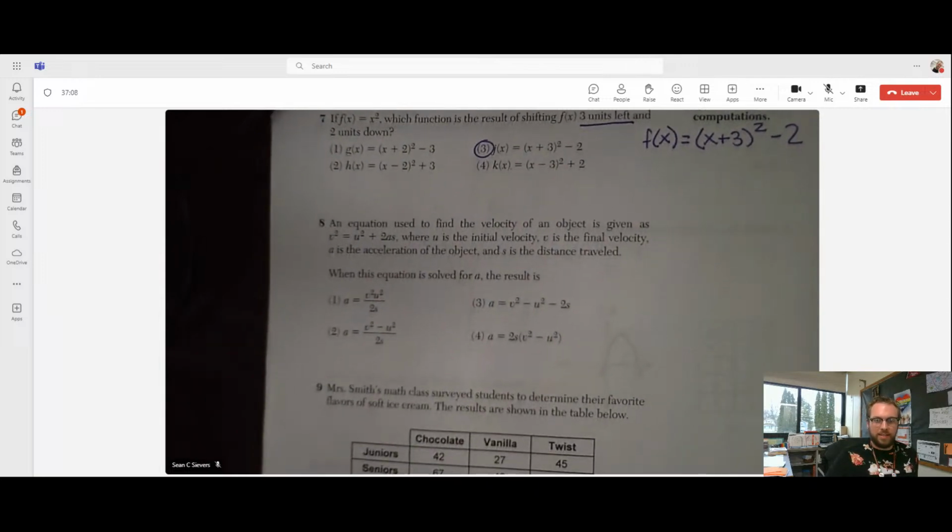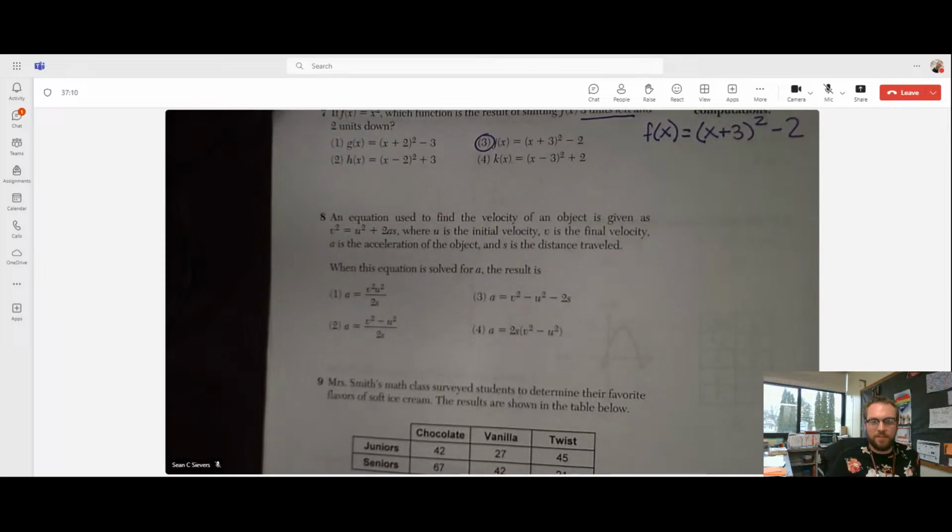Okay, number 8. An equation used to find the velocity of an object is given as v squared equals u squared plus 2as, where u is the initial velocity, v is the final velocity, a is the acceleration of the object, and s is the distance traveled. When this equation is solved for a, the result is what?